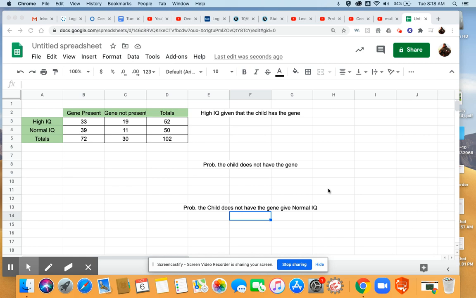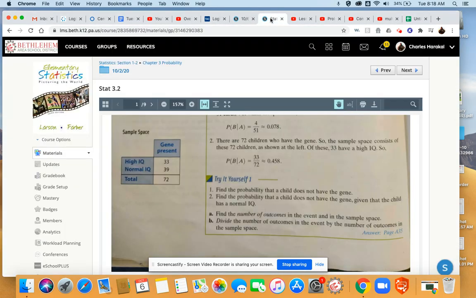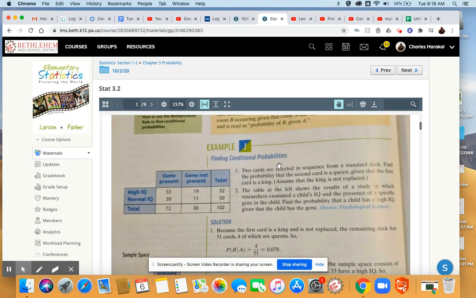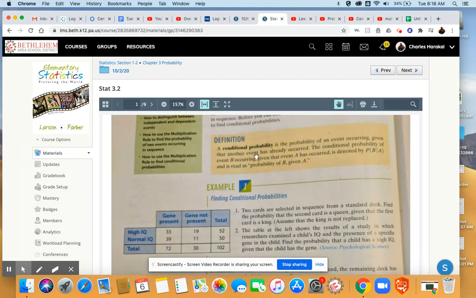Okay, good morning. Just a quick video here to answer some questions that I'd gotten from some students on Friday about Chapter 3, Section 2. And the first topic here is these conditional probabilities, probability of an event occurring given that some other event has already occurred.